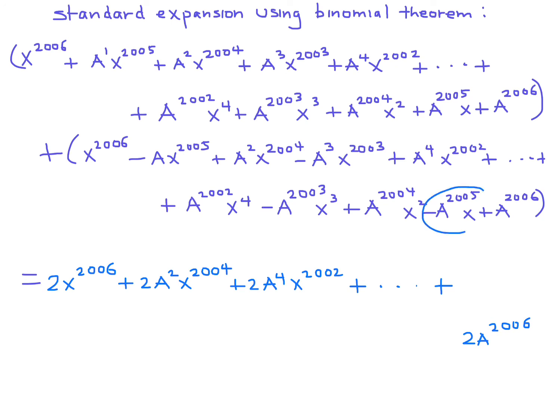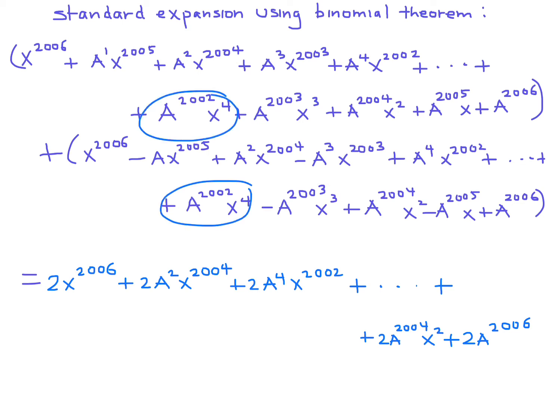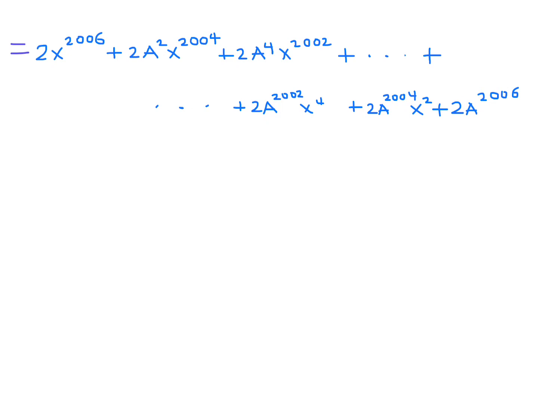The second last one, which is this one and this one, those cancel. The third last one does not cancel, right? So you get two of those in our final sum. So plus 2a to the power of 2004 x squared. And let's see here. This one cancels with this one. And then these two will add together. So that becomes plus 2a to the power of 2002 x to the fourth. And this was dot dot dot like that. Okay? So we got it all the way down to here.